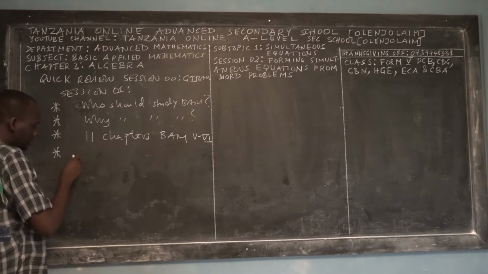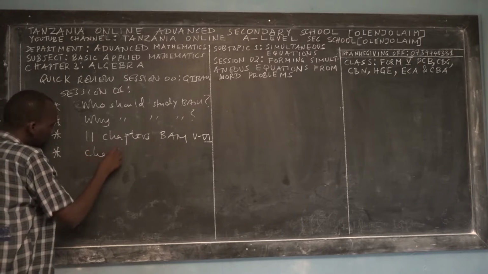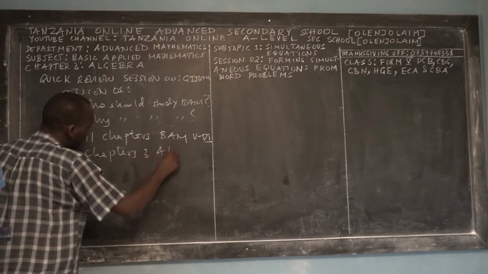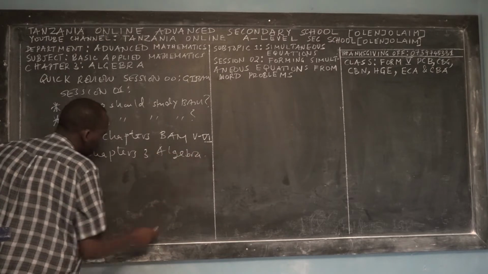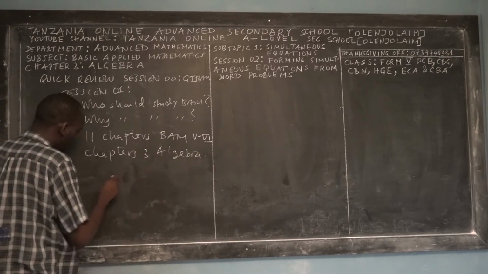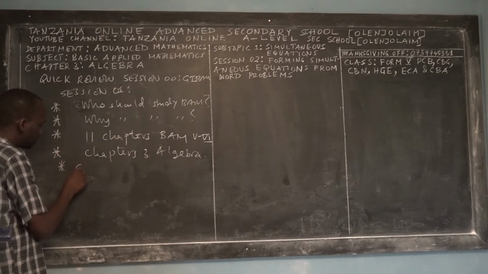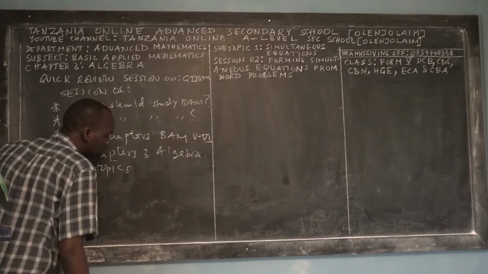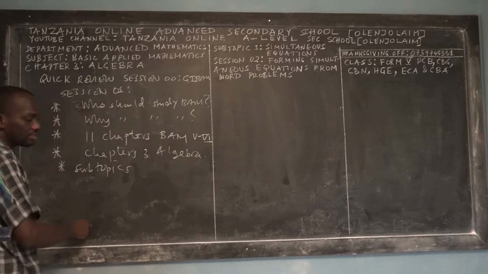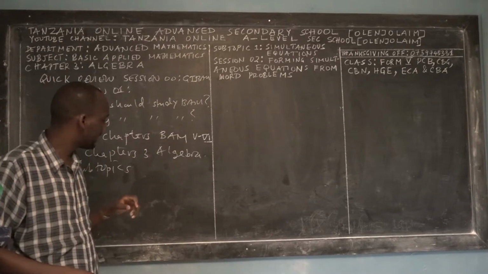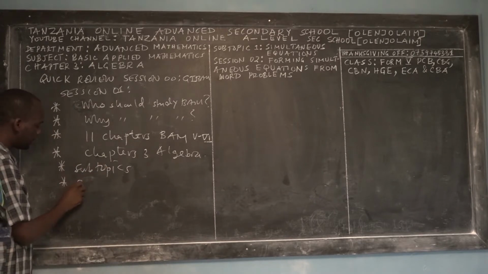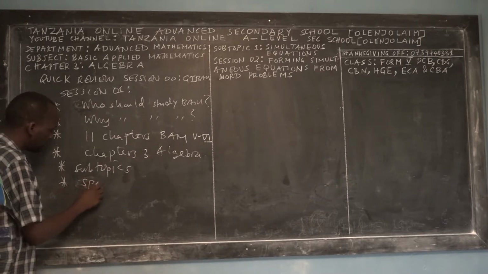Again, we took chapter 3, which is algebra. In algebra, we presented to you the subtopics. We mentioned all the subtopics, right? So how many subtopics did we mention? Just to go through. Then we mentioned the specific objectives.